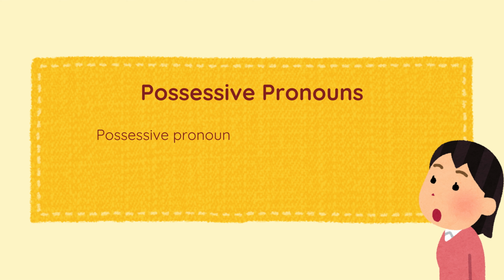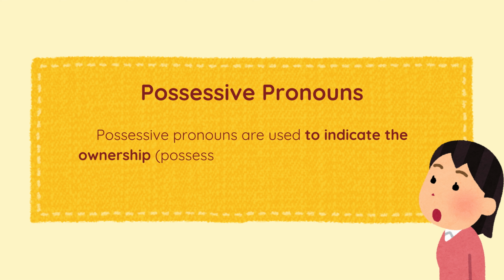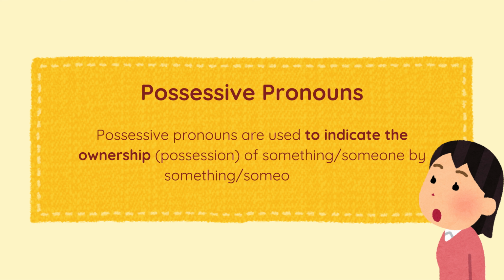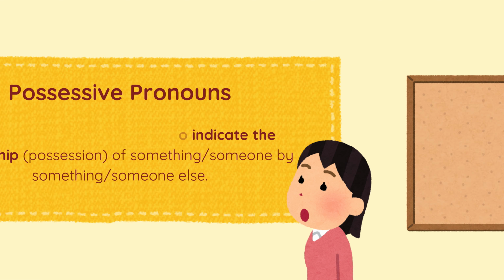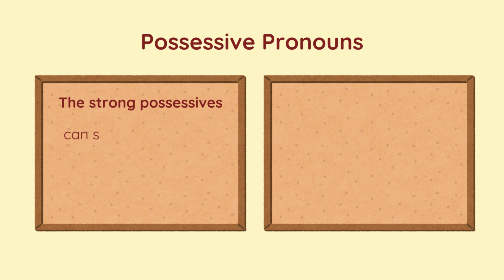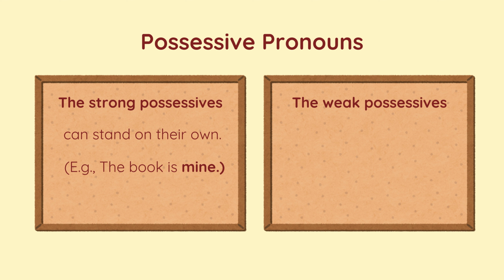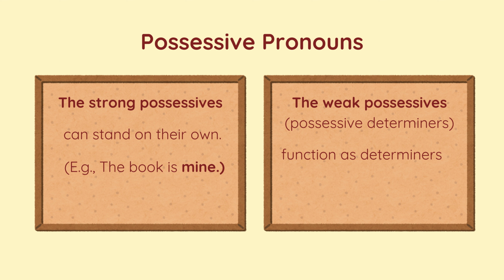possessive pronouns are used to indicate the ownership, possession, of something or someone by something or someone else. However, possessive pronouns can be categorized into two. First, the strong possessives, which can stand on their own. For example, the book is mine. Second, the weak possessives, also called possessive determiners, which can function as determiners in front of nouns. For example, my book is ripped.